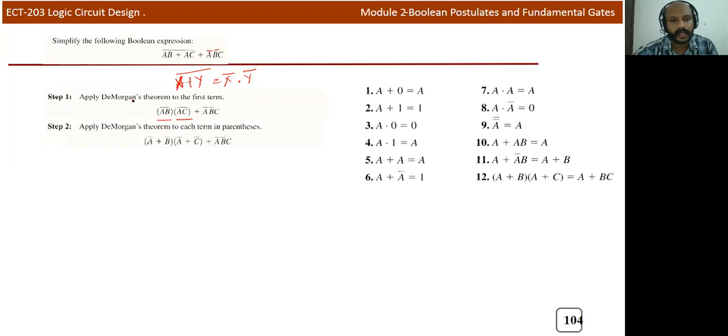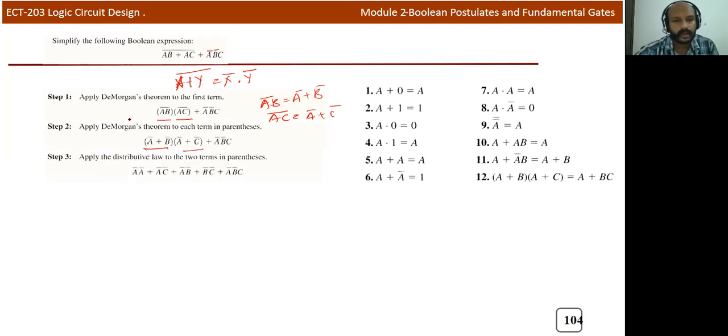Again, you can apply De Morgan's theorem to the (ab) bar. You'll get a bar plus b bar, and another term is (a bar c) the whole bar, so you can write a bar plus c bar. Okay, now we can see here we are again applying that rule.